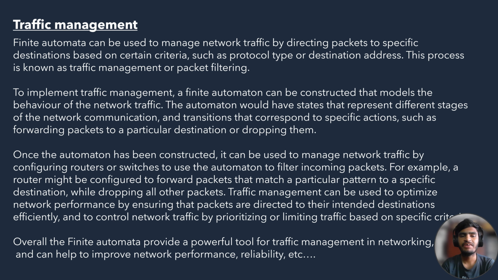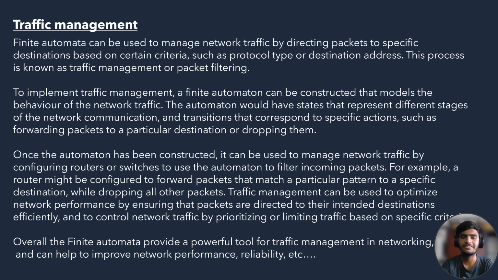Traffic management. Finite state automata can be used to manage traffic by directing packets to specific destinations based on certain criteria, such as protocol type or destination address. This process is known as traffic management. To implement traffic management, a finite automaton can be constructed that models the behavior of the network traffic. The automaton would have states that represent different stages of the communication and transitions that correspond to specific actions, such as forwarding packets to a particular destination, or dropping them.